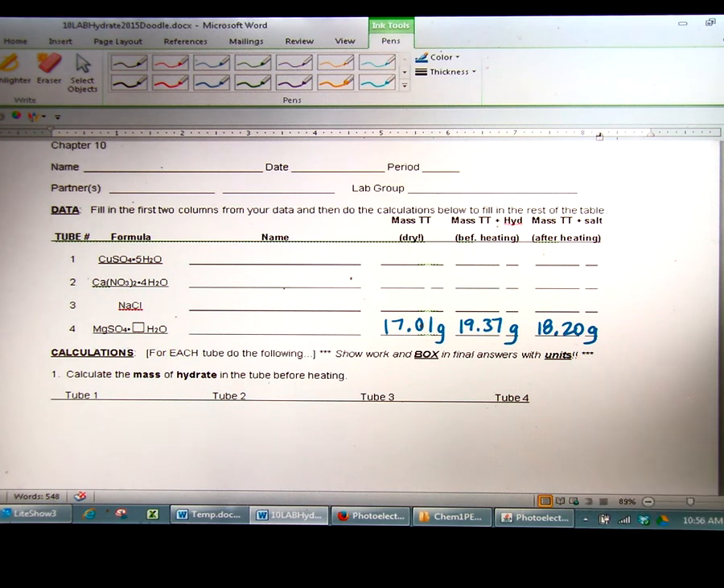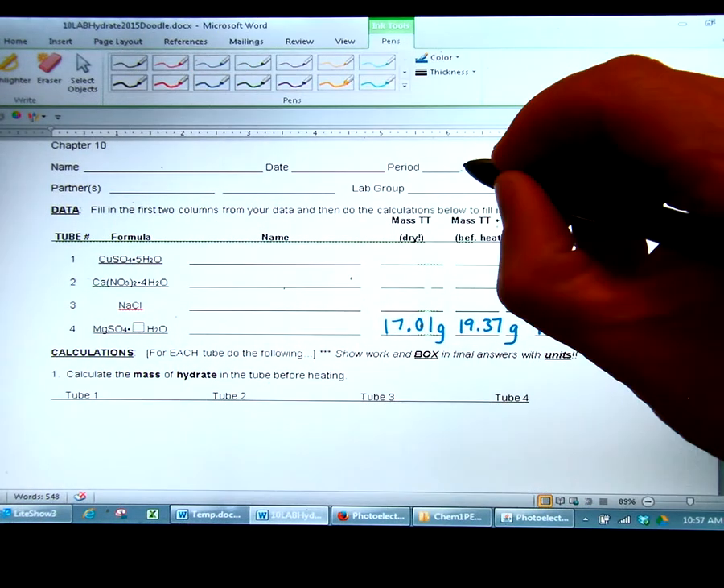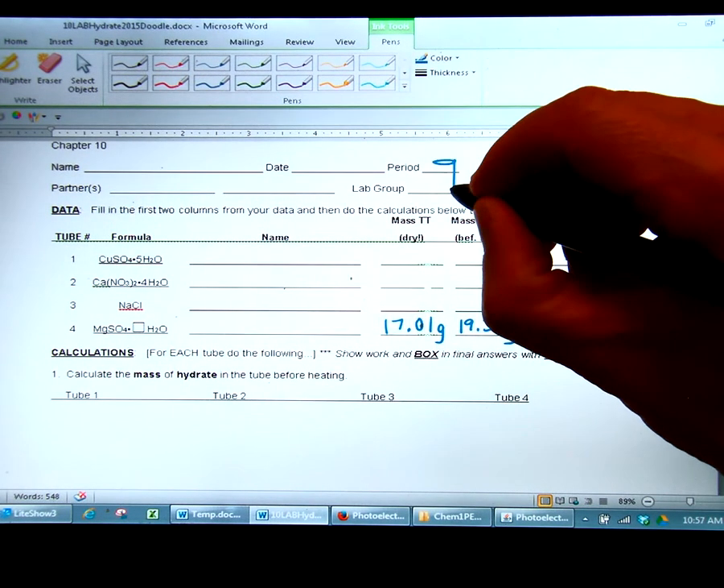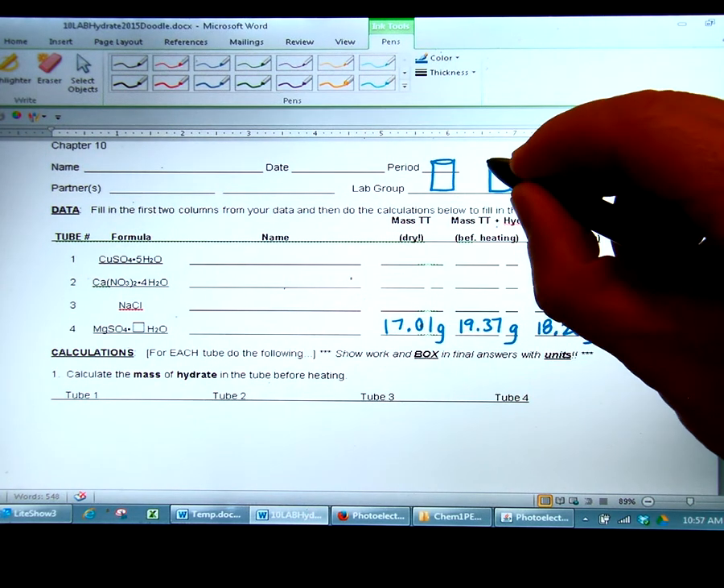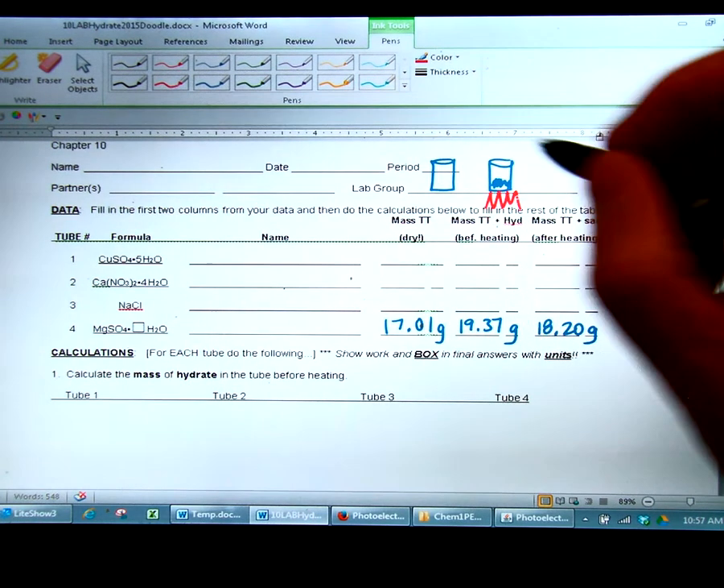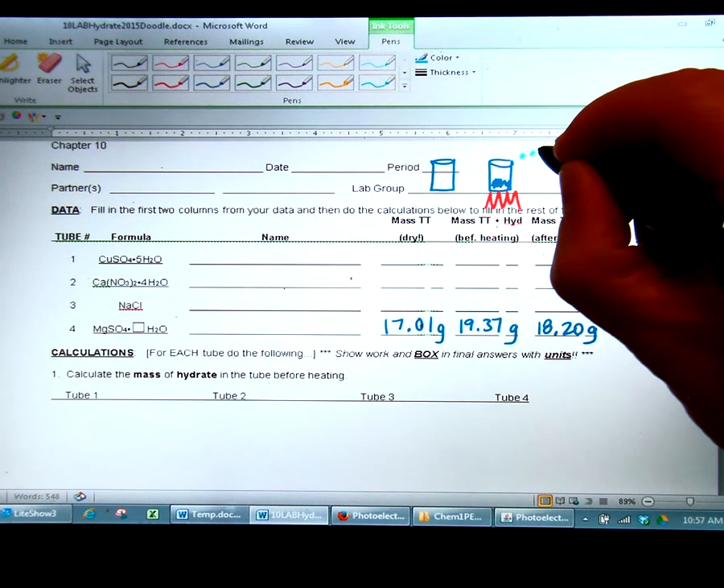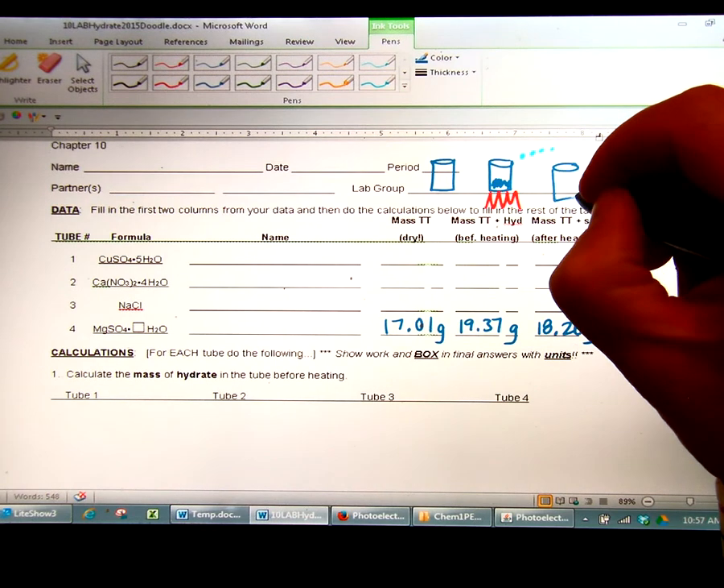Let's recall what we did. You heated up a test tube. First you weighed the test tube by itself. So here's the test tube by itself. Then you put the hydrate in the test tube. And then you heated up the test tube on a Bunsen burner. And when you heated up the test tube, the water went away. And then you were left with just, in the end, the salt.